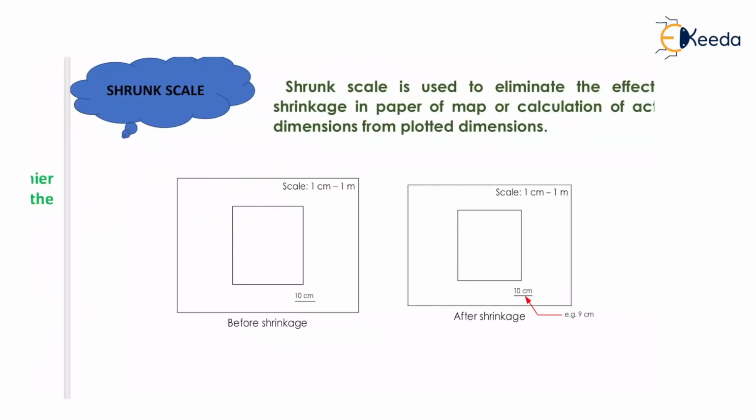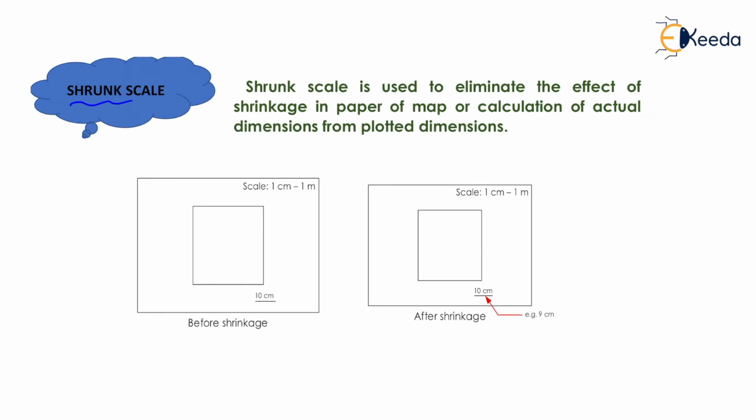Now we can move to the shrunk scale, which is one of the most important scales as per the GATE examination. Shrunk scale is used to eliminate the effect of shrinkage in the paper of a map, or for calculation of actual dimension from the plotted dimension.